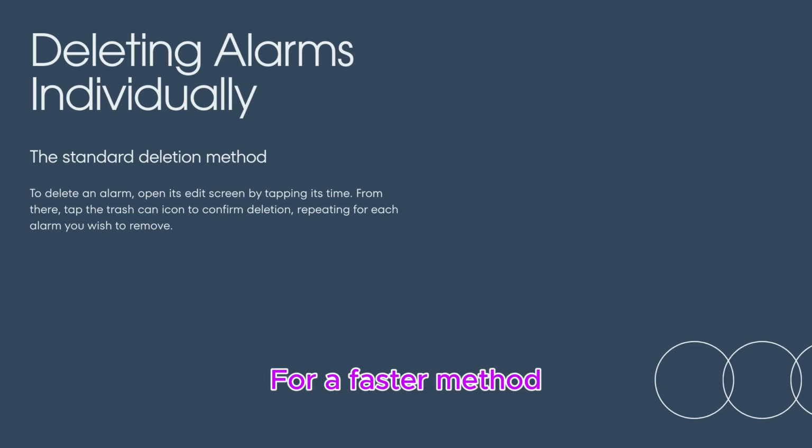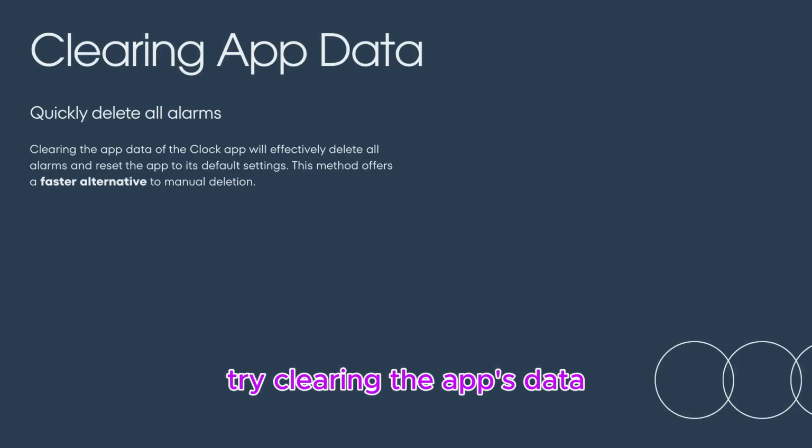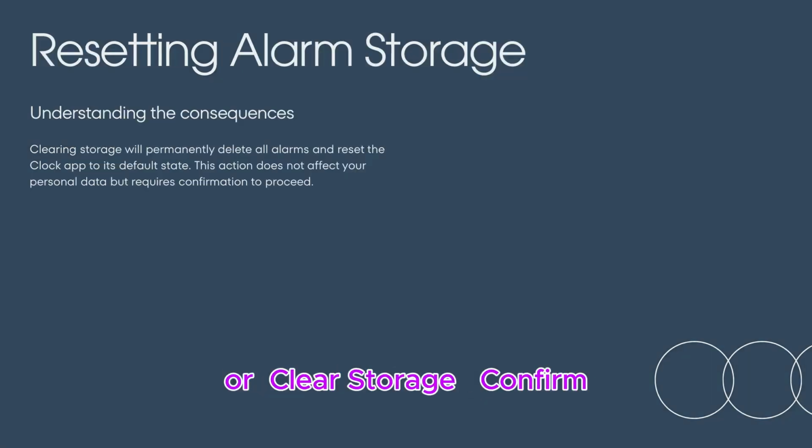For a faster method, try clearing the app's data. This will delete all alarms and reset the app. Go to your phone's settings, apps, find and tap clock, tap storage, then tap clear data or clear storage.